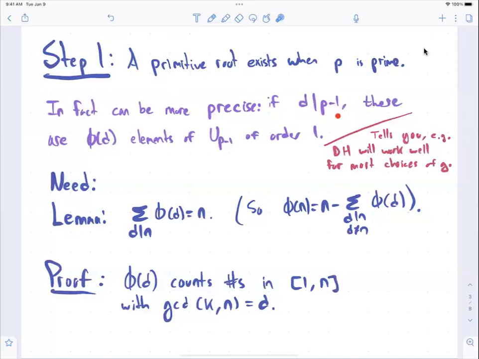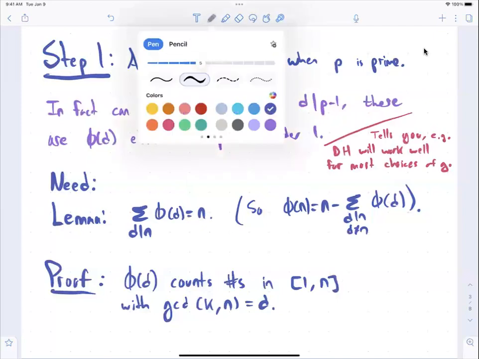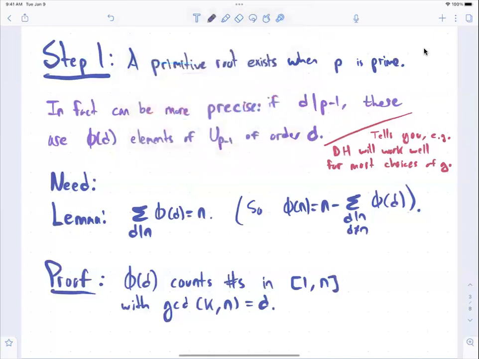I can say if I take any divisor d of p minus 1, then there are exactly phi of d elements of U_p that have order d. So if I want to know how many elements of order d there are, where d is a divisor of p minus 1, then there are phi of d elements of that order in U_p.